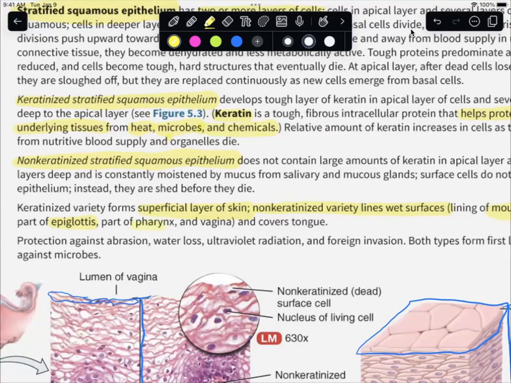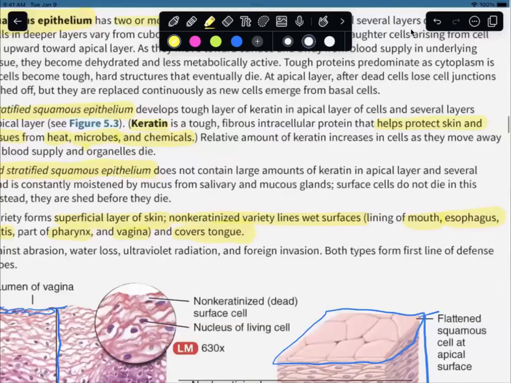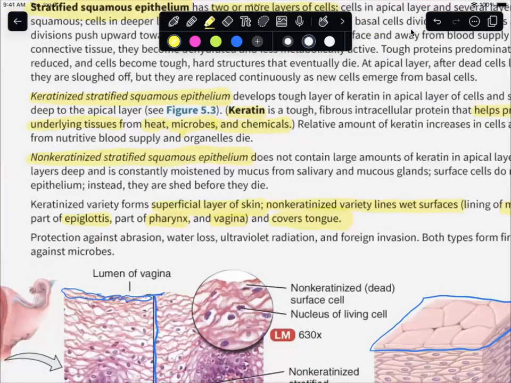The pharynx, the vagina, and even your tongue is covered in this non-keratinized stratified squamous. Again, it's protecting you from abrasion. It's also protecting you from water loss. When we get to the skin, the integumentary system, next chapter, we'll go into how we're protecting from water loss.